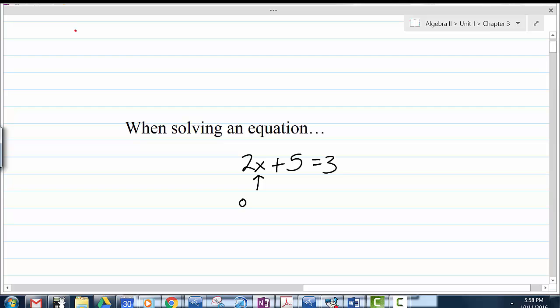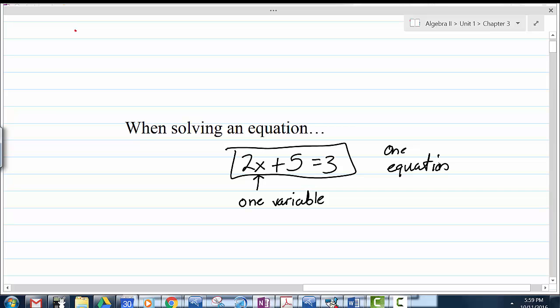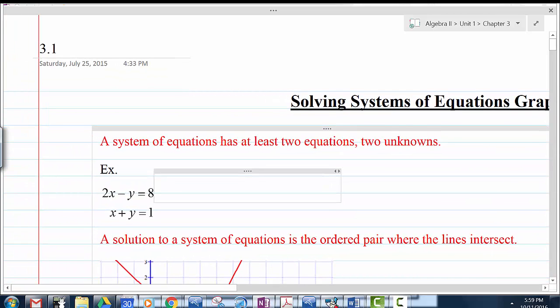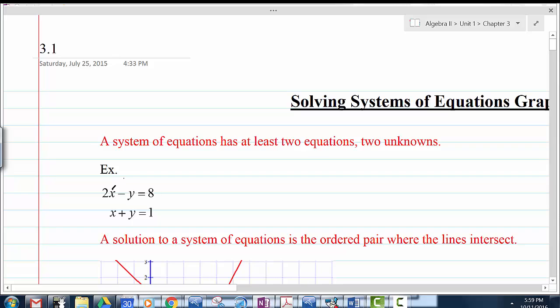Now, when you have an equation with one variable, then all you need to solve this is one equation. However, if you have an equation with two variables, you need two equations. Notice here now I have two variables. I won't be able to solve it on its own. I need to solve it with another equation.